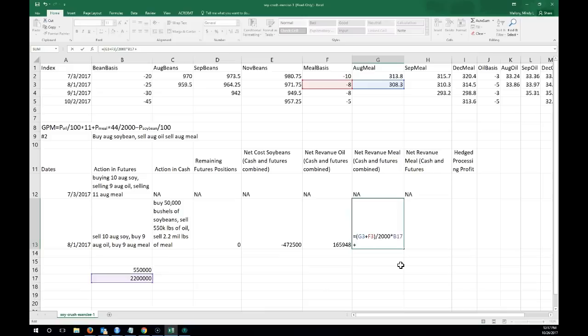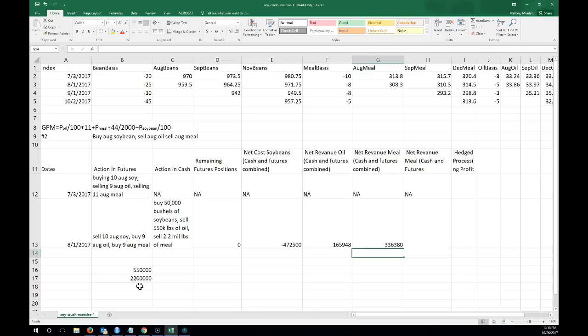And if we do plus our futures position, that will be, let's see, we sold the price in July minus buying the price in August, divided by 2,000 times, and in this case the futures contract is also worth exactly that, so we can reference it again. And we get this for our August meal price.